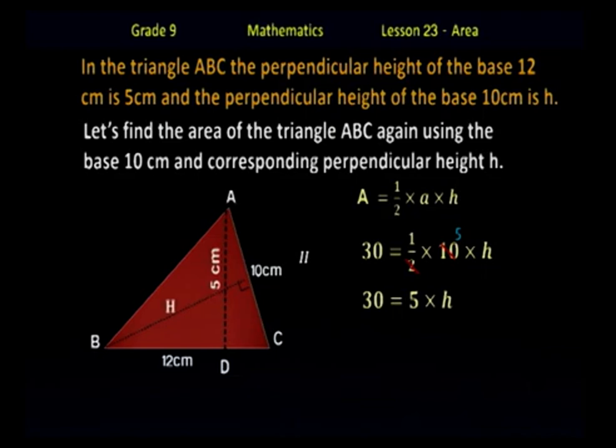Now to find out h, which is multiplied by 5, you can divide both sides by 5. Then 5 and 5 are cancelled. Then h remains. So you can get the height is 6 centimeter. Dear students, I think all of you could understand it. Now what is next?